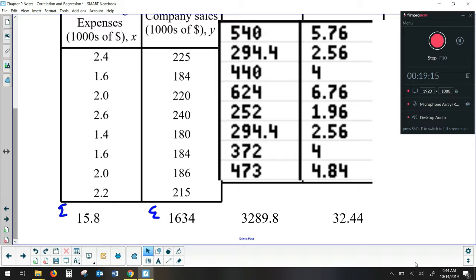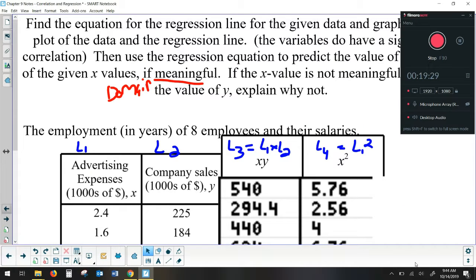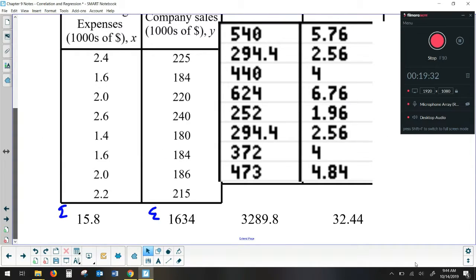1,634. 3,289.8 and 32.44. Give me a second to get it copied down. Oop, maybe I won't. Just kidding. If you need to get these copied down, you have to see me tomorrow in the morning before school if you don't understand how to get these numbers. Okay? Super.